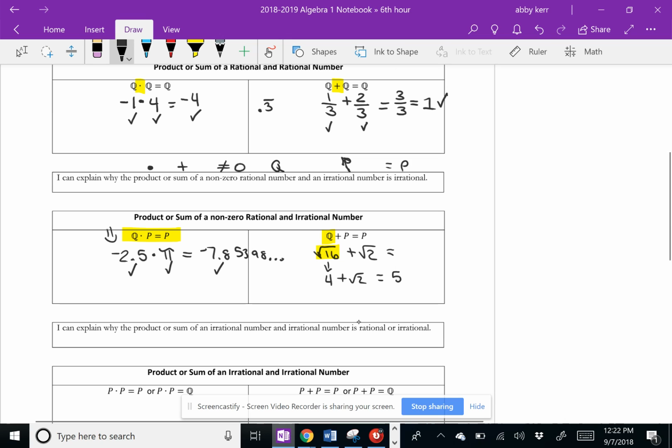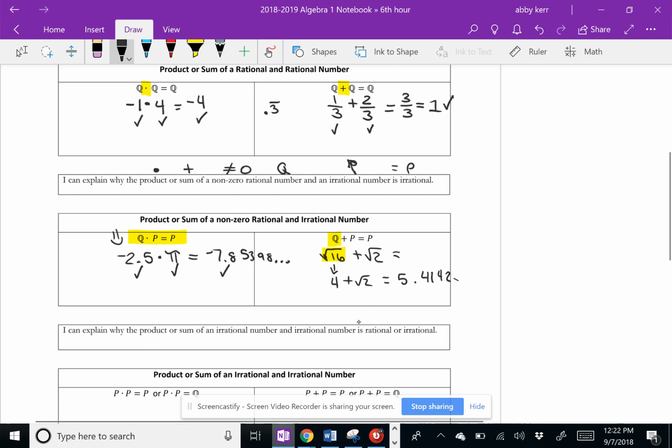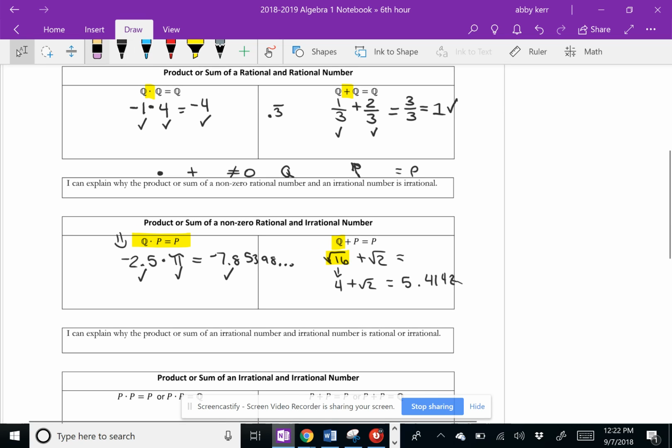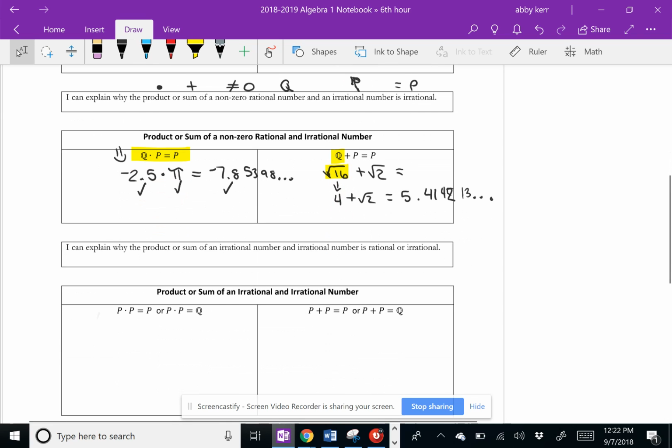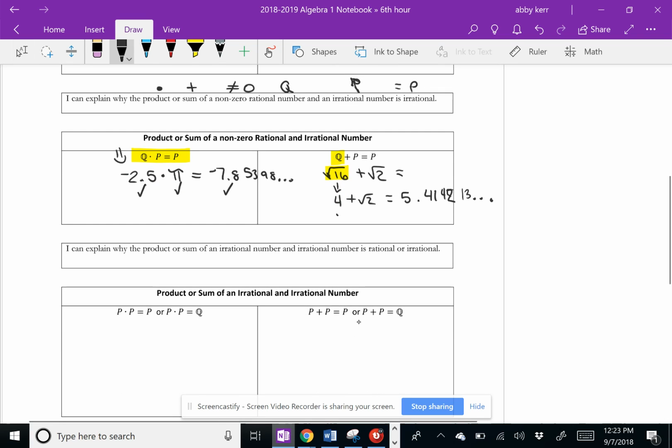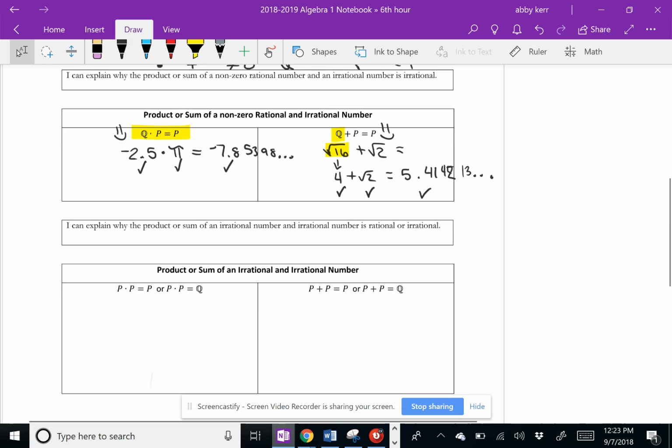So it is 5.4142... So once again, rational plus irrational equals irrational. So that would be right.